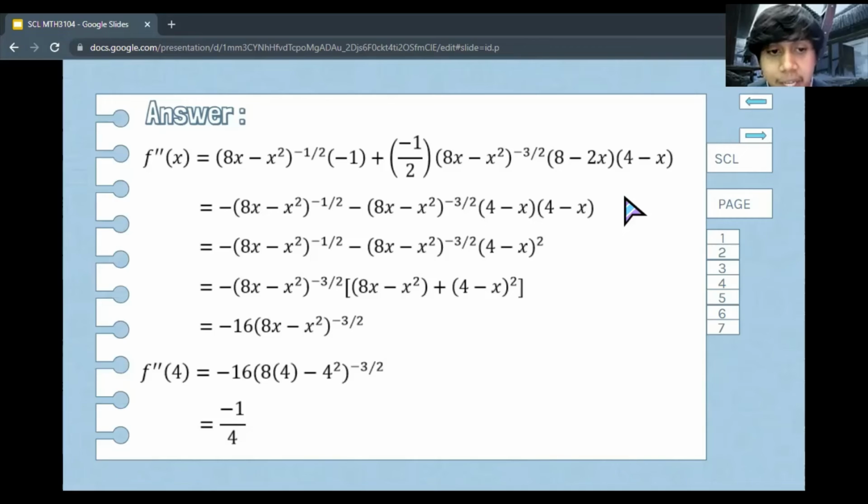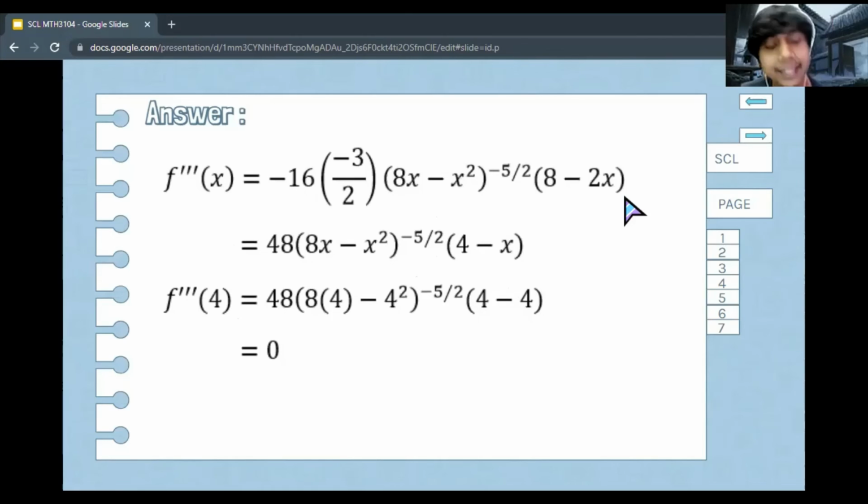Then we simplify it and we got negative (8x minus x squared) to the power of negative 1 over 2 times (8x minus x squared) minus (8x minus x squared) to the power of negative 3 over 2 times (4 minus x) to the power of 2. And then we need to factor the negative here, and we get negative (8x minus x squared) to the power of negative 3 over 2 times bracket (8x minus x squared) plus (4 minus x) to the power of 2. And then we solve it, we got negative 16 times (8x minus x squared) to the power of negative 3 over 2. And then we substitute x with 4 and we get the answer negative 1 over 4.